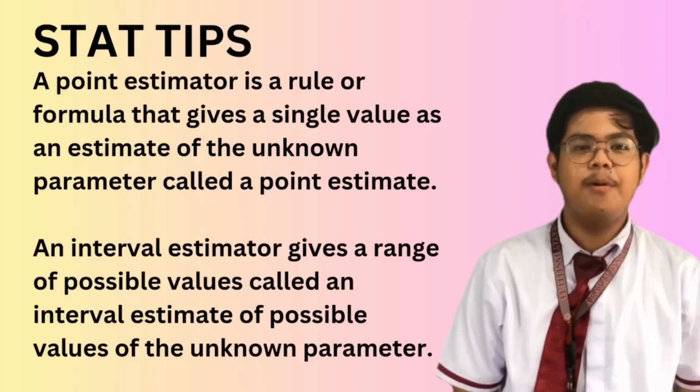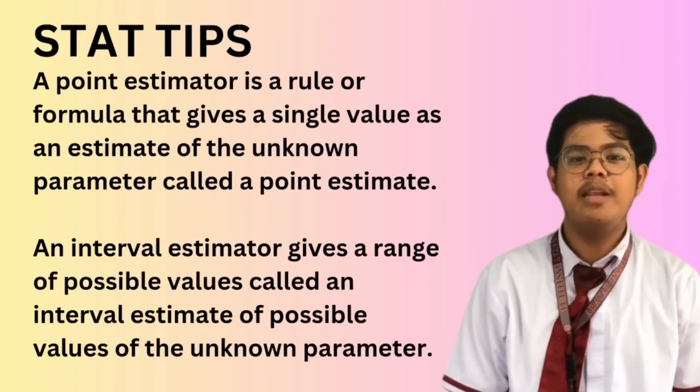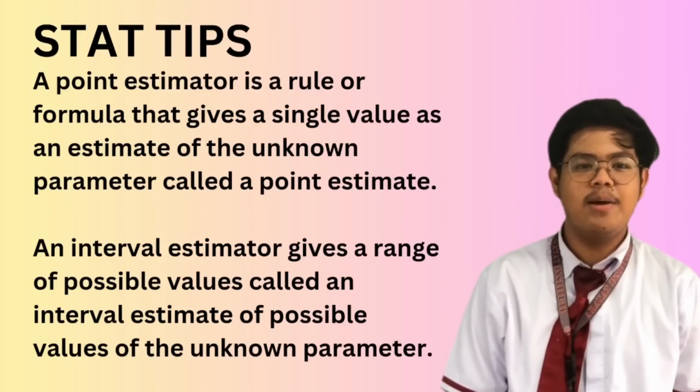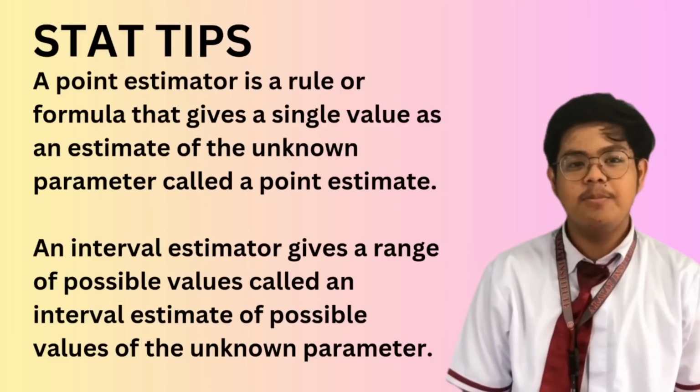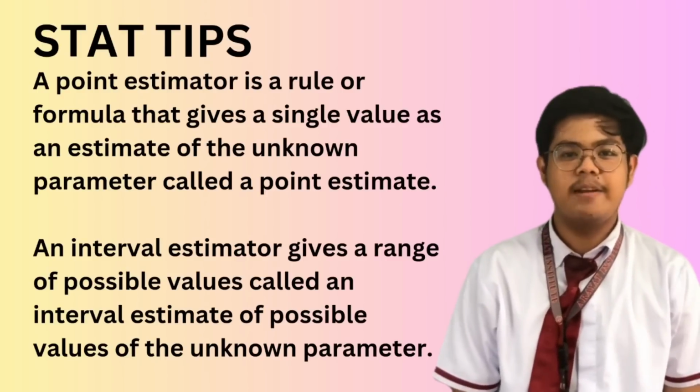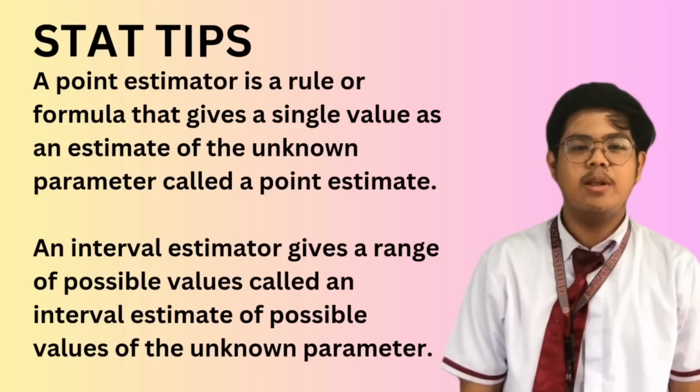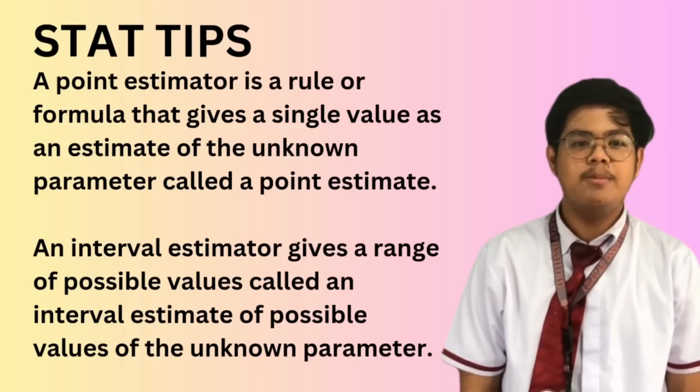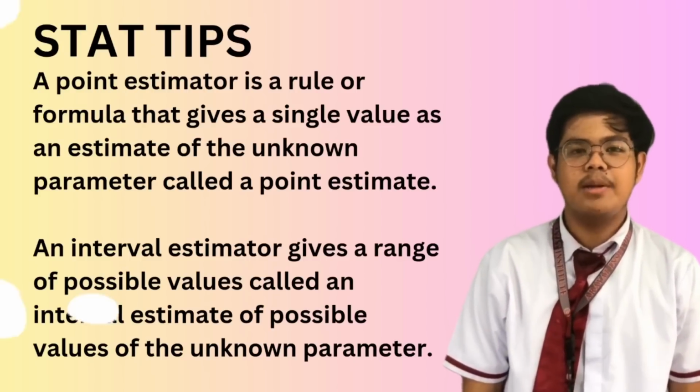Stat tips. A point estimator is a rule or formula that gives a single value as an estimate of the unknown parameter called a point estimate. An interval estimator gives a range of possible values called an interval estimate of possible values of the unknown parameter.